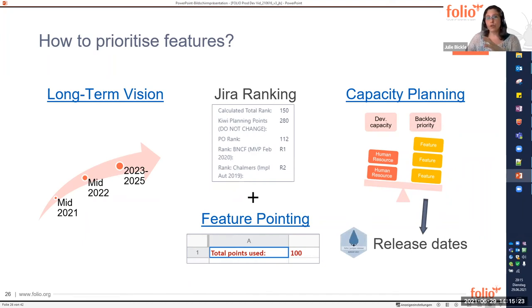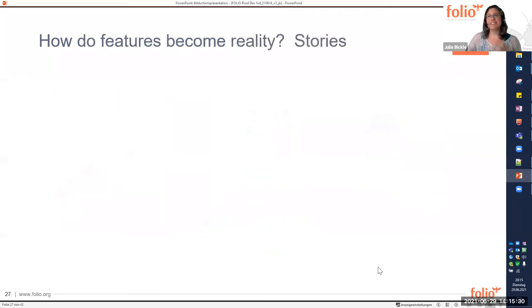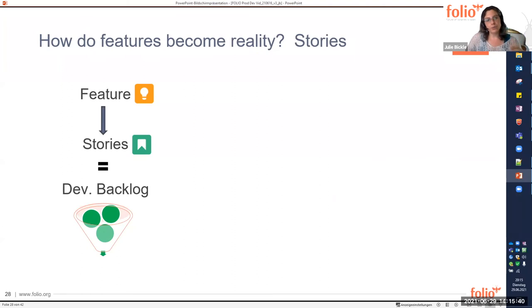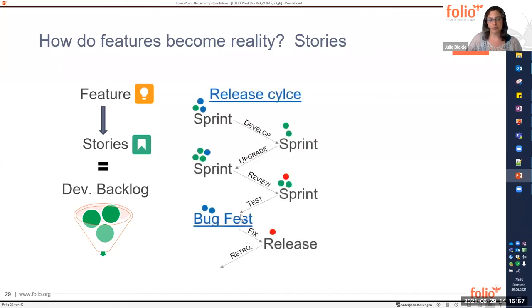Okay, so now we know what we're going to work on and when and in which order. Next question is, how do these planned features actually become reality? Product owners will further break down features into user stories, and they form the backlog items that are used by developers to guide their work. Dev teams follow the Scrum framework. From the backlog, they pull the stories they can develop within each two-week sprint. Each flower-named release cycle consists of multiple sprints, which, along with new development work, also include necessary work such as quality testing and bug fixing.